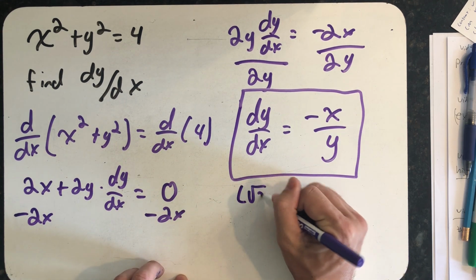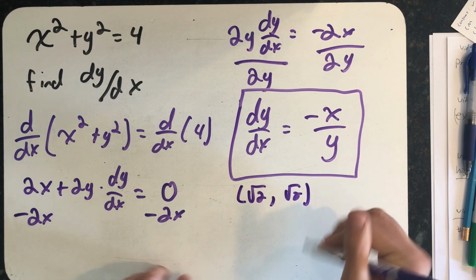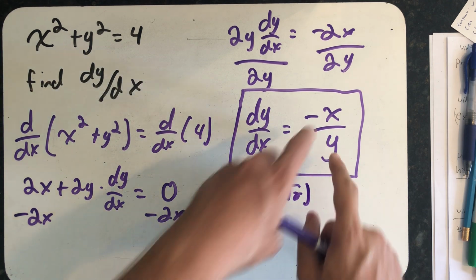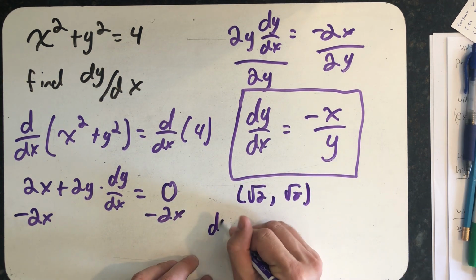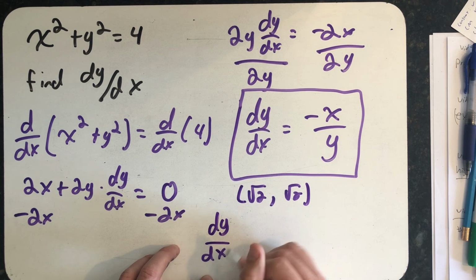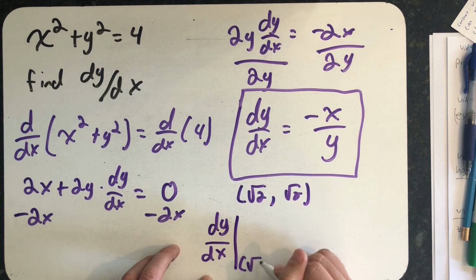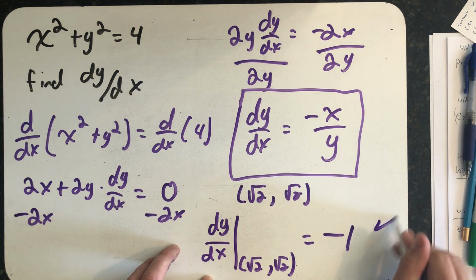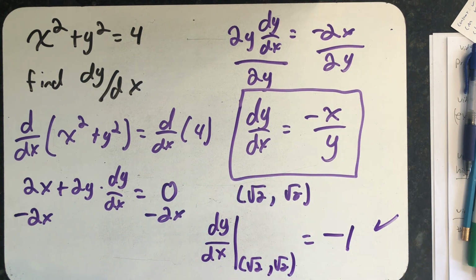We started off wondering about a tangent line at root 2 over 2 comma root 2 over 2. Well, if I plug that in, I'll definitely get a slope of minus 1. Notationally, if I'm plugging a point in, what I do is write that down like this. And that's the same slope I got before, so I'm going to get the same tangent line.